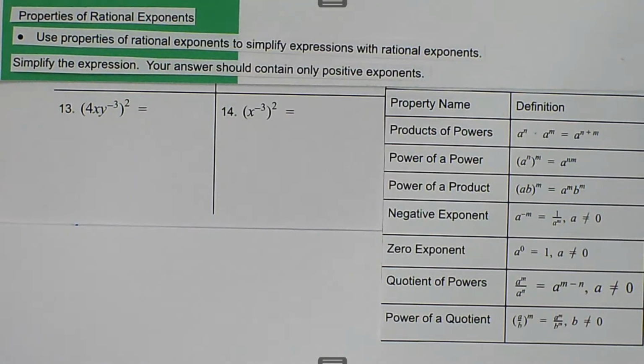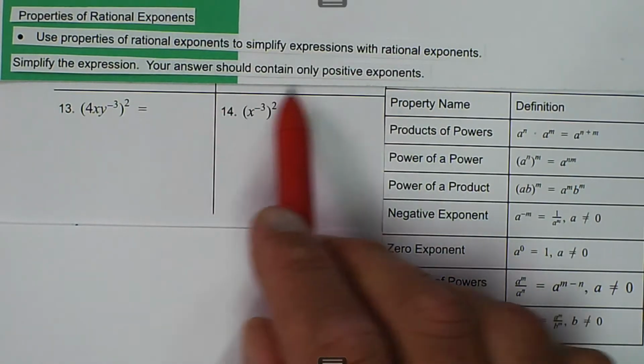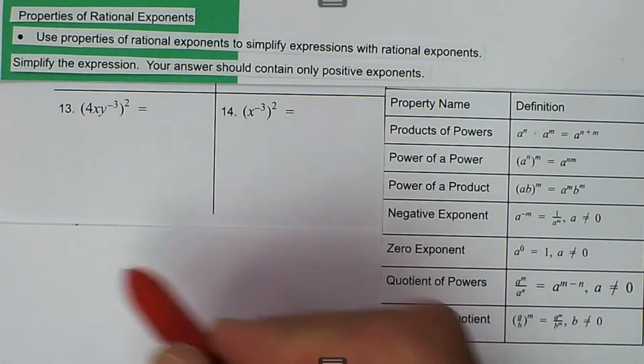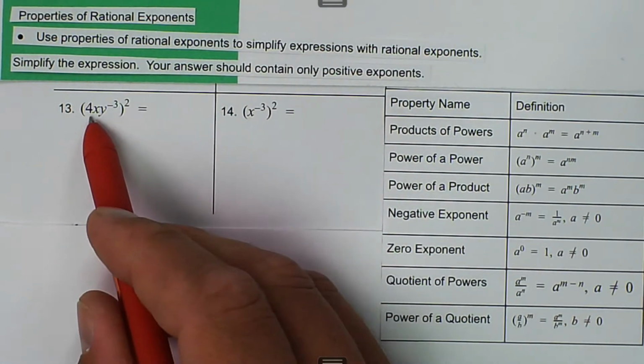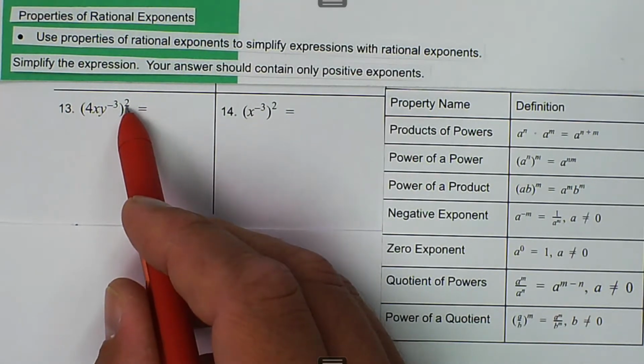We are talking about properties of rational exponents, and we want to use properties of rational exponents to simplify expressions with rational exponents. So directions: simplify the expression. Your answer should contain only positive exponents. So here we have 4 times x times y to the negative third, all raised to the second power.